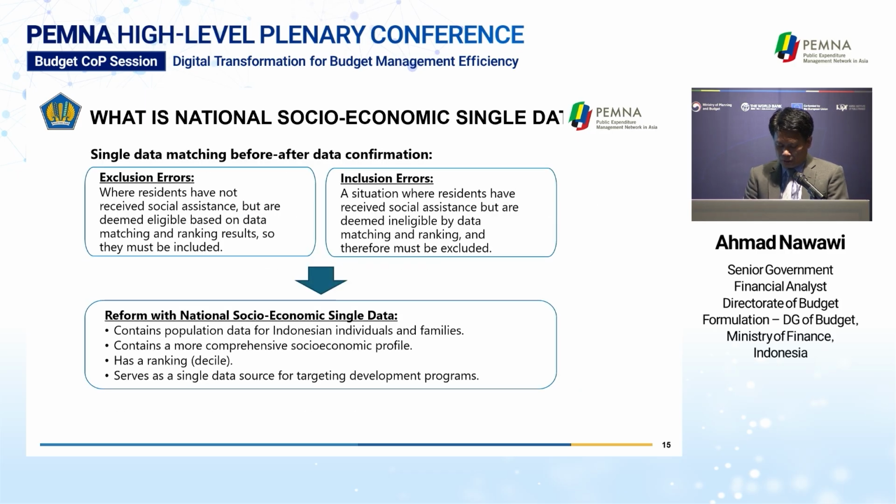Exclusion and inclusion error. DTSEN helps address two key problems in targeting. First is exclusion error, when eligible households do not receive assistance. Second is inclusion error, when households that are not eligible still receive benefits. By combining multiple data sources and ranking households by welfare level, DTSEN enables the government to improve targeting accuracy and reduce these errors.